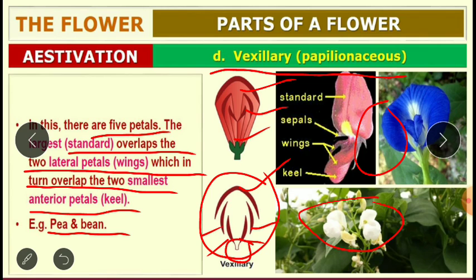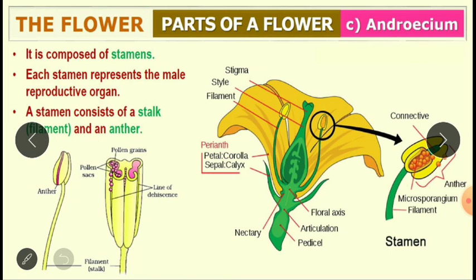There are 4 types. First one is going to be valvate aestivation, second is twisted, third is going to be imbricate, and the fourth is vexillary aestivation. With this, we finished the accessory organs of reproduction of the flower. Now coming to the third one, that is going to be your androecium.